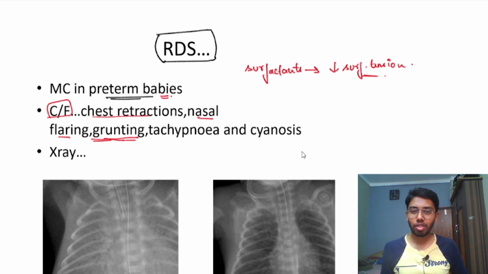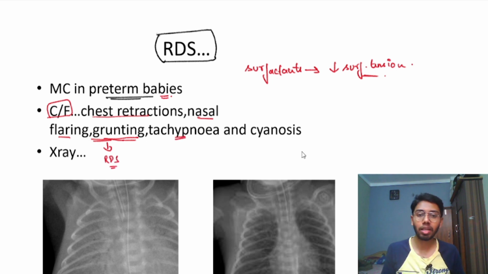Grunting is a kind of adaptive process by which the baby creates a sound like this. See, don't make fun of it, I'm just making the sound, which means the baby is closing the glottis and trying to expire forcefully, because of which a sound like this, which I made, will be coming continuously. That is grunting. When the baby is grunting, it is a sign of respiratory distress syndrome.